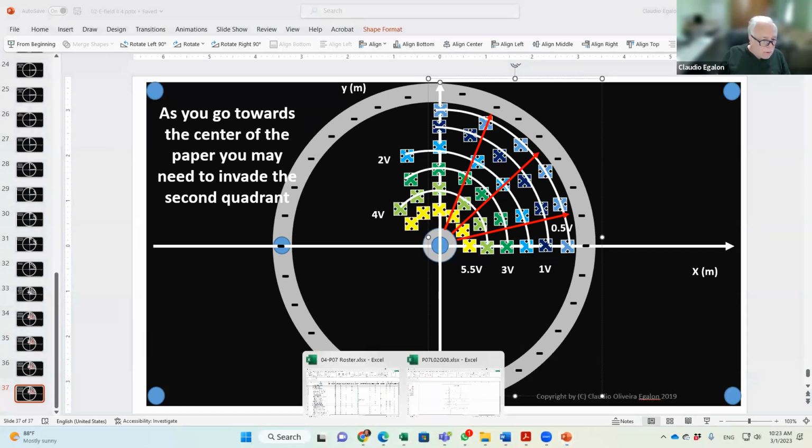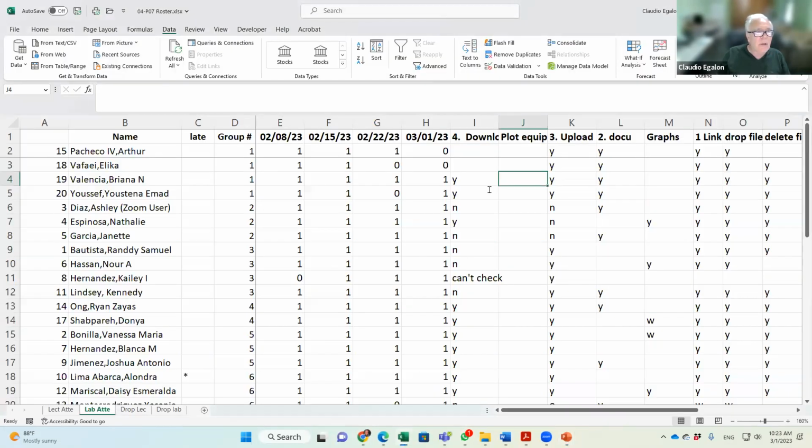Let's go for the next student here. Brianna managed to do that. Next, oh, yes. Justena, were you able to plot the lines? The graph? Justena, I don't hear. Oh, still working on that. Okay, still working. That's good. I'll put a W here.